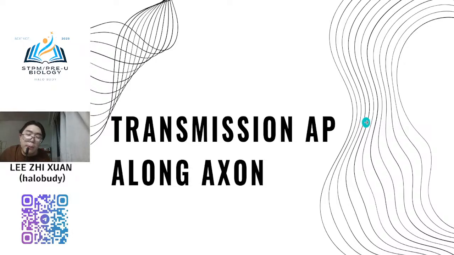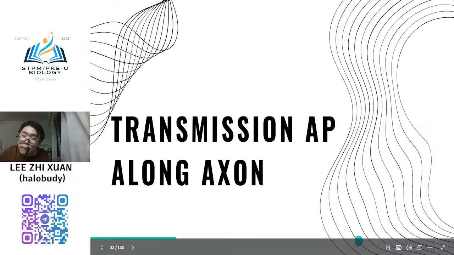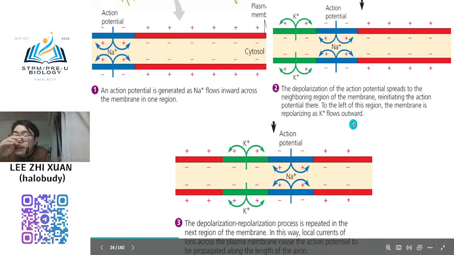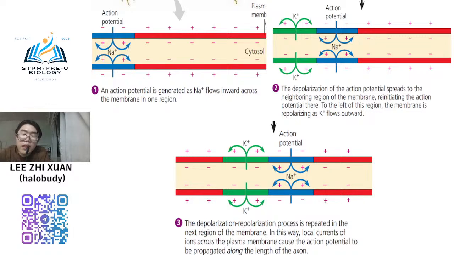Okay, so that's all for the transmission characteristics of the nerve impulse. Next, I will explain the transmission of the action potential, or the transmission of the nerve impulse, along the axon. I already explained the action potential, so everyone should know what it means and what the mechanism of the action potential is. Now I need to explain the mechanism by which the action potential is transmitted along the axon.